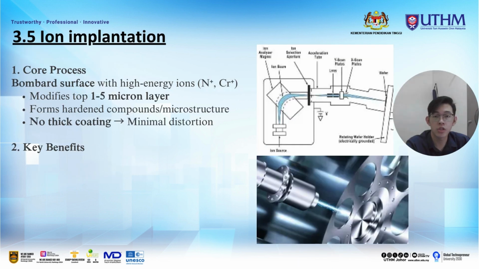The fifth surface engineering method includes ion implantation, a surface hardening process. The core process is to bombard the surface with high-energy ions like N+ or Cl+. It modifies the top 1 to 5 micron layer and forms hardened compounds or microstructure. There is no thick heat-affected zone, which results in minimal distortion. The benefits are increased surface hardness through hard phase formation, and also improved wear resistance and fatigue strength.